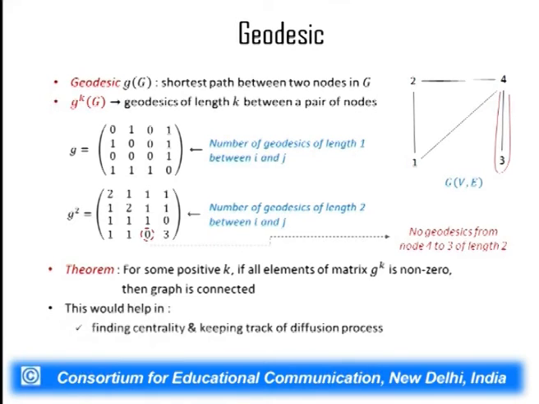Now, there is a theorem in this context which says that if, for some positive value k, all the elements of the matrix G to the power k are non-zero, then we can say that the graph is connected. Just go on multiplying the matrix with itself. In G square there is a 0, but if we continue, squaring it and then G to the power 3, 4 and so on, and at some point we find that all the elements are non-zero, it means that the graph is connected.